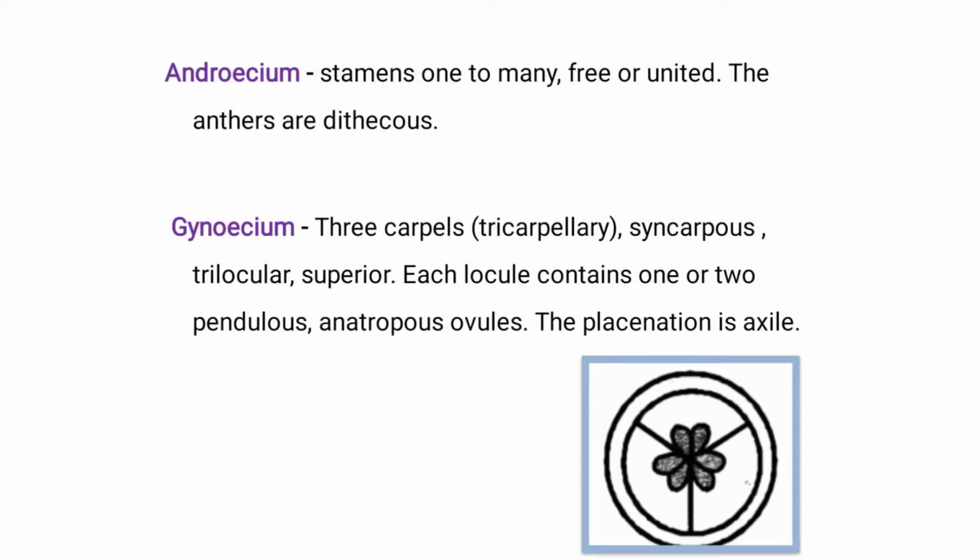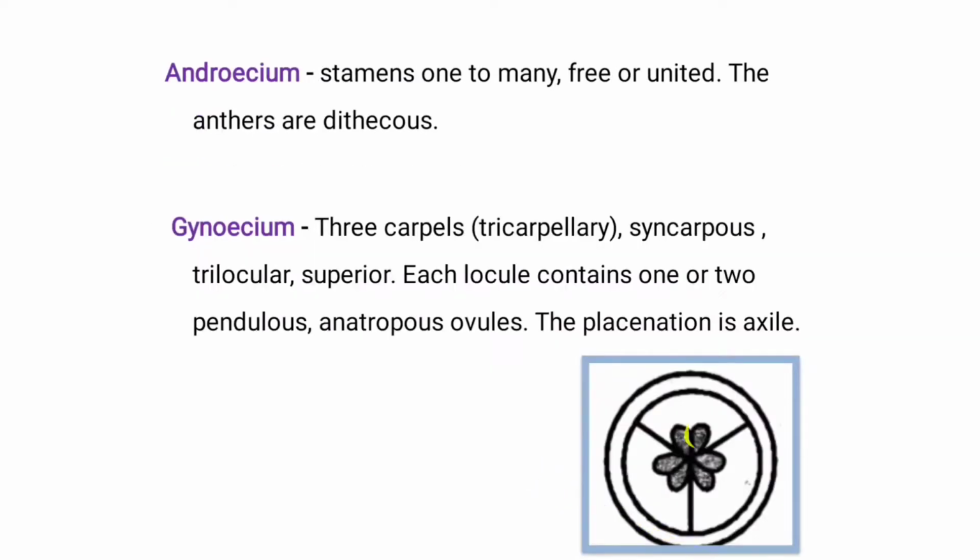In Euphorbia pulcherrima, the tricarpellary condition is present. Then trilocular, it means, as you can see in the picture, three locules are present. The ovary is superior. Each locule contains one or two ovules. You can see the ovules are known as ovules, present one or two in each locule. The ovule is anatropous, and the placentation is axile. You can see this placentation is axile.